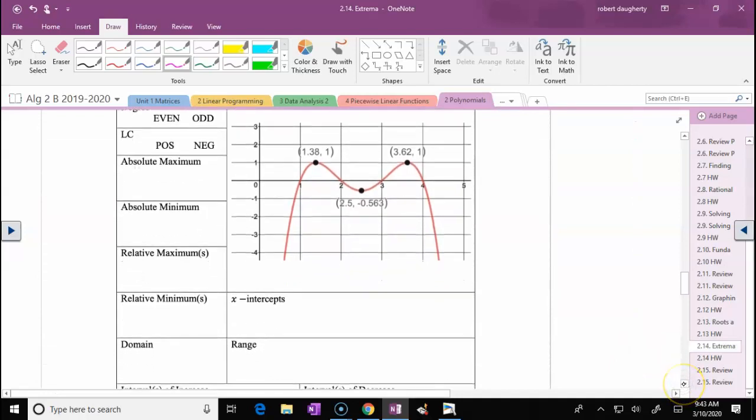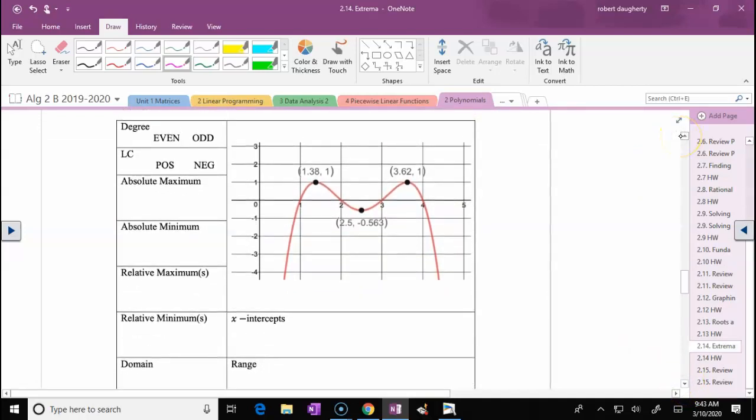So let's look at another example like that. This function right here, even or odd degree? Even. Coefficient, positive or negative? Negative. Is there an absolute maximum? What is it? There are actually two of them here. So I've got 1.381, and then I've got 3.621.